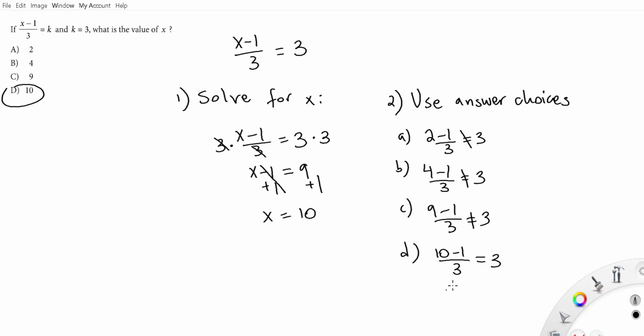And it's true because (9 - 1)/3, or I'm sorry, (10 - 1)/3 is equal to 9/3, and that's equal to 3. So these are two different ways you can do it. This is the algebraic way. This is the plugging in the answer choices way. They are both fine as long as you are able to do them quickly and correctly. And that is your decision to make.